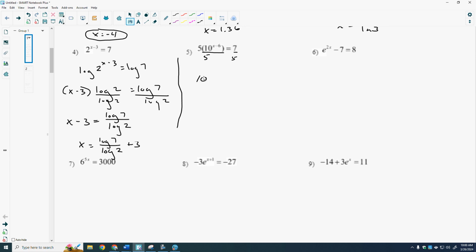And I have 10 raised to the x minus 6 equals 7 divided by 5. I would not go to a decimal there. You could because it's a nice decimal, but I'm going to leave it like that. Take the log of both sides. And I'm going to bring the exponent in front at the same time because we're getting better.